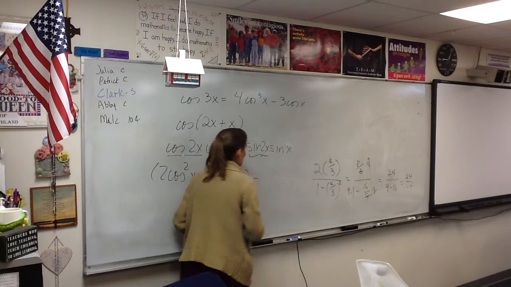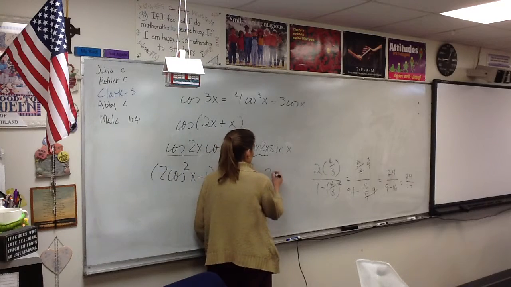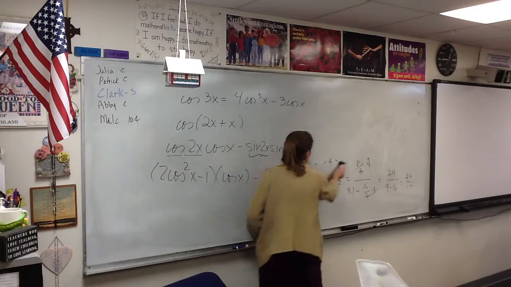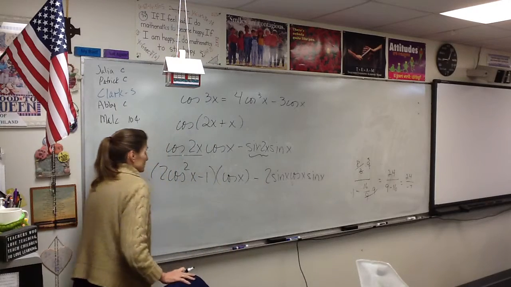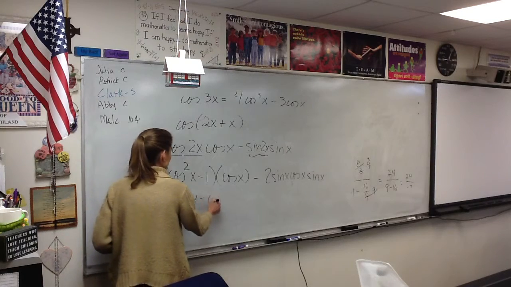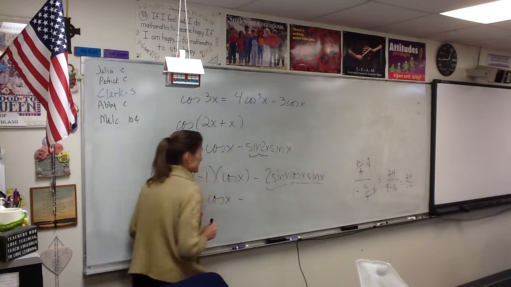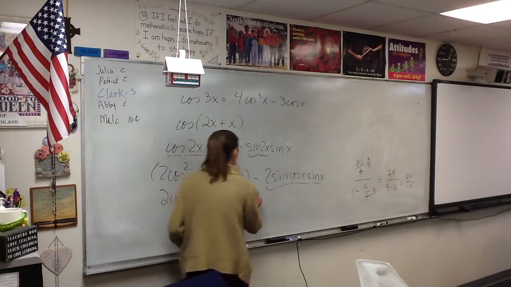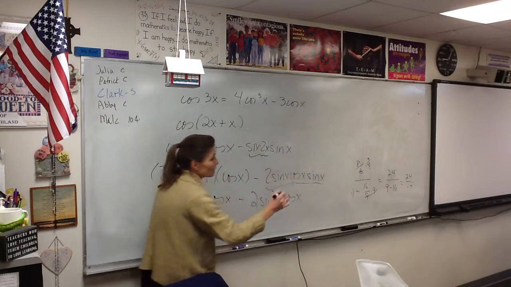This one you do not have a choice on. Sine 2x is? 2 sine x cosine x, and then you got that spare sine there too. So let's see, let's distribute here. We have 2 cosine cubed minus cosine, minus, okay, now what's all of this? We put all that together, what's that going to be? 2 sine squared x cosine x.